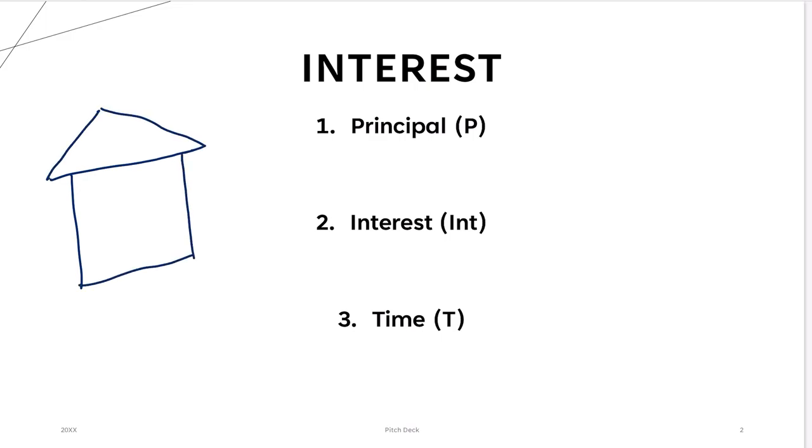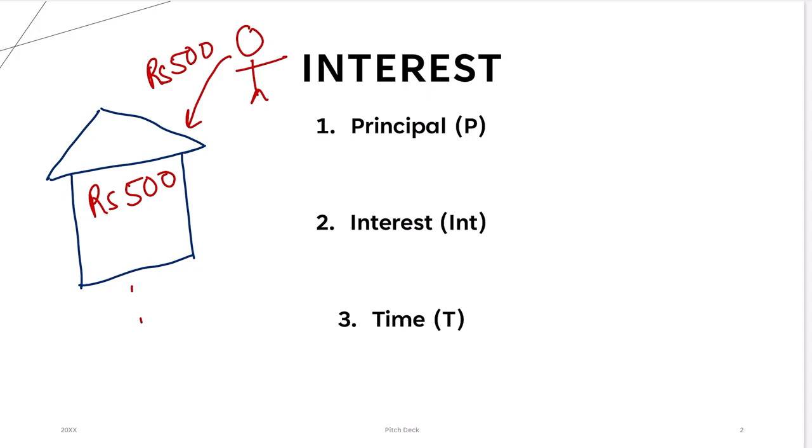Suppose this is a bank and this is a person who goes to the bank and he keeps, suppose, rupees 500 with the bank. So 500 rupees he has given to the bank. The bank has this 500 rupees with them. Now, what exactly is happening in the background? The bank will give this 500 rupees to some company, suppose say Reliance. So this is what is happening in the background.